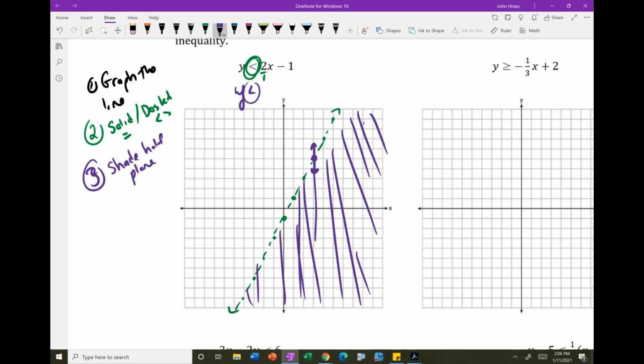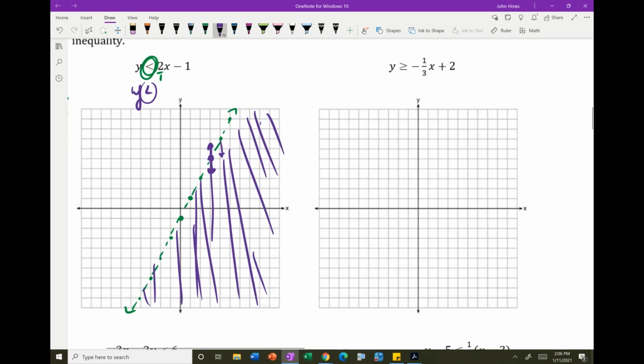This is my graph. So I graph the line. Then I go solid or dashed. Do I actually draw on the line or do I do a dashed line? And then I have to pick which half plane to shade. Do I shade vertically? It's always vertical. Don't think left or right. Left or right's not good to think about. Vertically up or vertically down. In this case, I want to go down to this part of the graph.